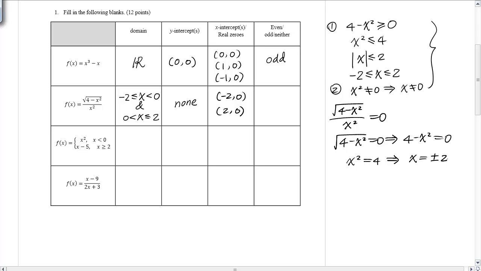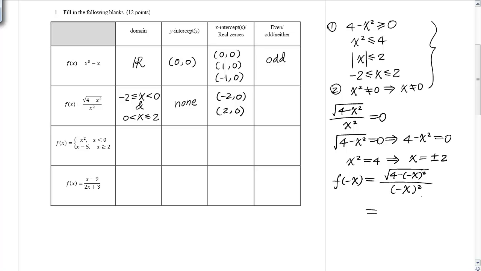And then to determine if the function is even, odd, or neither, f of negative x, in this case, equals the square root of 4 minus negative x squared, divided by negative x squared. We know that negative x squared is the same as x squared, therefore it is the square root of 4 minus x squared, again divided by x squared, which simply equals the original function. For that reason, this function is an even function.